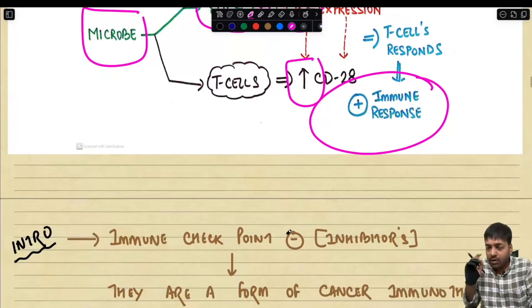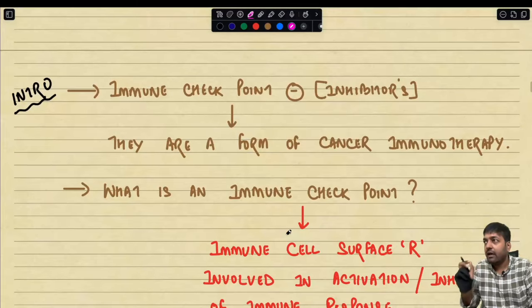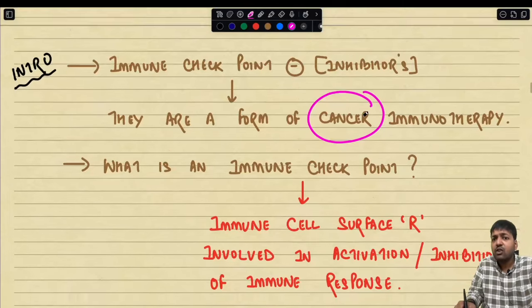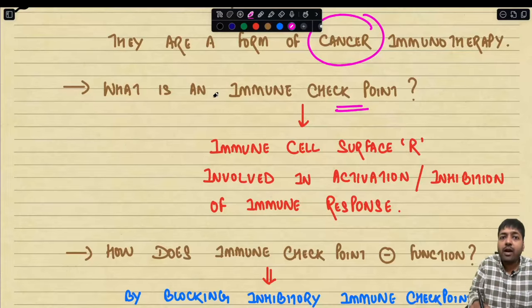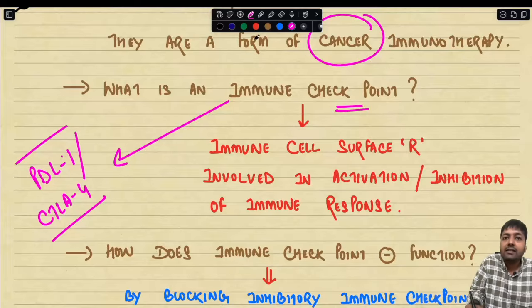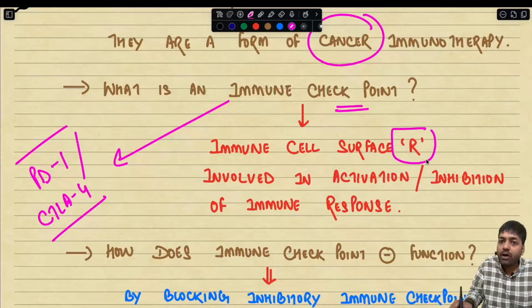Now with this concept in mind, we are going to start our topic, immune checkpoint inhibitors. Immune checkpoint inhibitors are a form of cancer immune therapy. So what is an immune checkpoint? An immune checkpoint is an immune cell surface receptor, like PD1 or CTLA4, which is involved in activation or inhibition of the immune response, and even CD28.